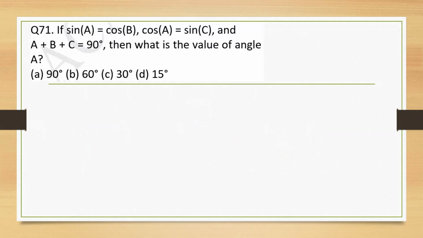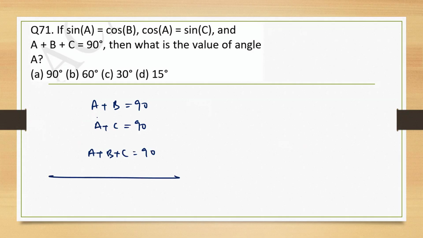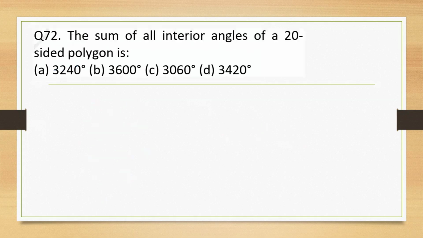You know, whenever sin A equals cos B, then A plus B is equal to 90. If A plus B equals 90, here A plus C is equal to 90. A plus B plus C is also 90, which means if A plus B equals 90, then C equals 0. If A plus C equals 90, then B equals 0. So A is 90. You put C equal to 0, and A equal to 90 you will get.